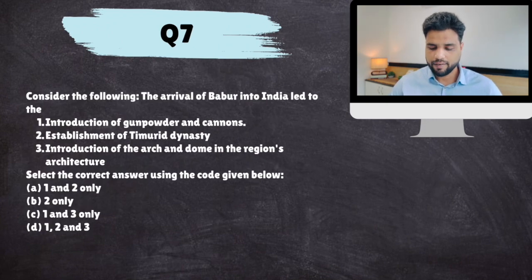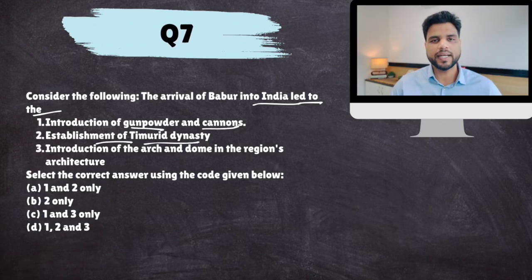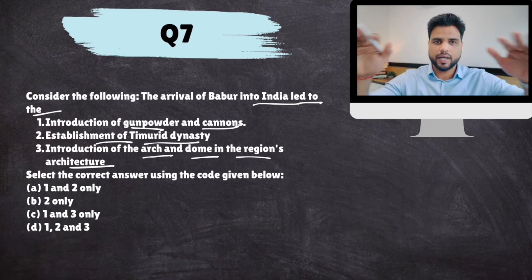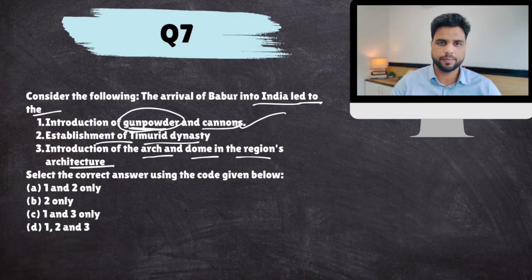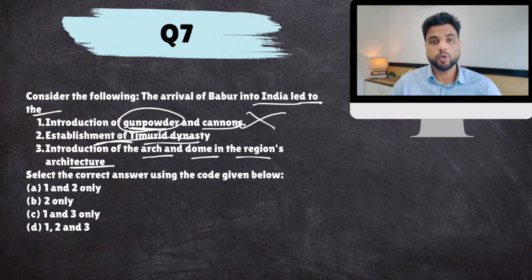Consider the following. The arrival of Babur into India led to introduction of gunpowder and cannons, establishment of Timurid dynasty, introduction of arch and dome in the region's architecture, the arch type architecture. So look, Babur did introduce cannons. This is correct, but gunpowder came to India even before Babur. It was introduced via Mongols only. So this is false.